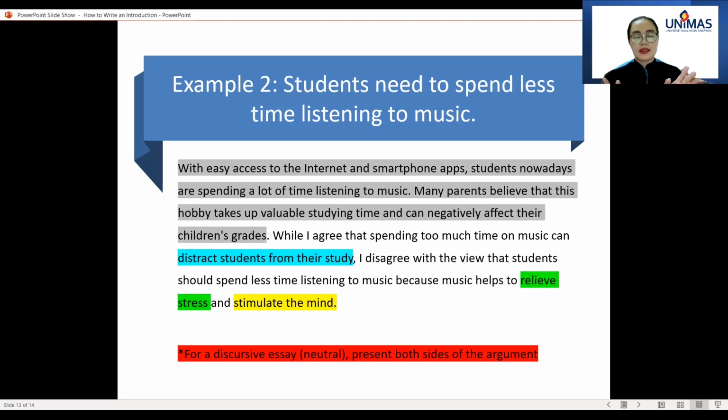But in your second and third body paragraphs, you're going to disagree with the statement while talking about how music can relieve stress and also, in the third body paragraph, how music can stimulate the mind. Okay, so again your stance must be clear, especially if you're going neutral. Let's look at the next example.